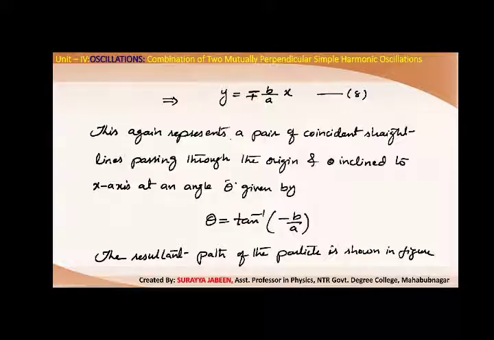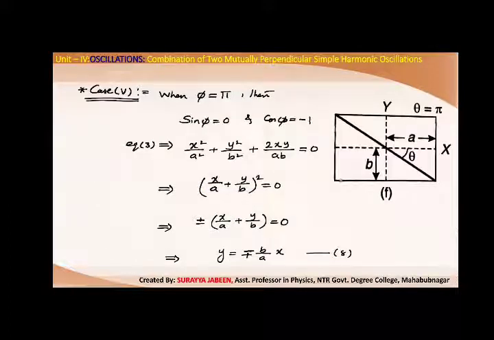Again it represents a pair of coincident straight lines passing through the origin and inclined to the x-axis at an angle theta, given by theta equal to tan inverse minus b by a. Here you will get the same equation, so the same straight line. In the first case we get it like this, the straight line making angle theta with the x-axis. Here it is making an angle theta with the minus x-axis. That is the difference here.